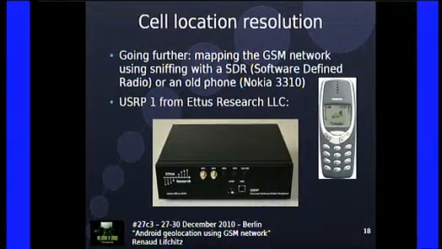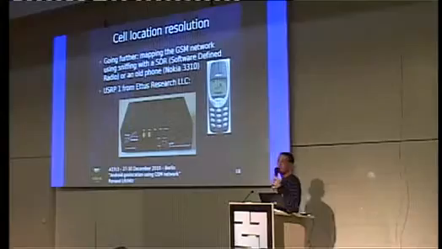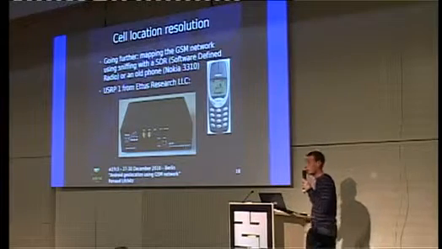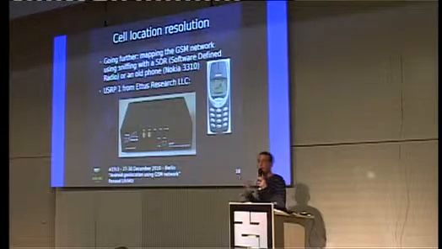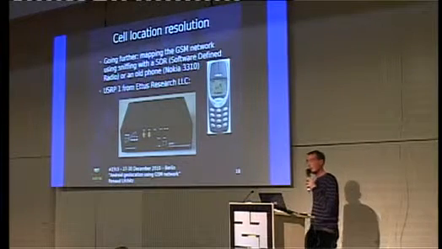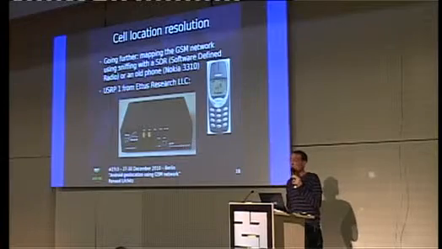And we can go further by mapping the entire GSM network in a given area, right? Using sniffing, because every single BTS broadcasts its cell ID and its location area code. So if you sniff the GSM network, and there has been a talk about GSM sniffing, you are able to collect all LAC and CIDs from your area, right? You can do that using SDR, which is a software-defined radio.